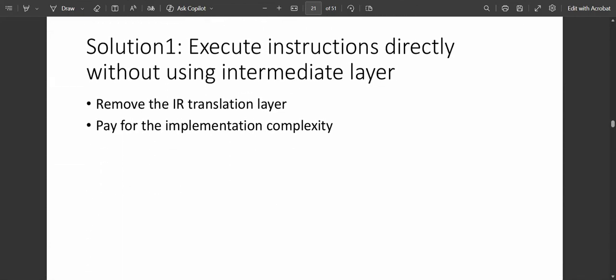And the solution is to remove the IR translation layer, because that's the main problem for the system: it is taking too much time and taking a lot of time for the next steps to process the whole thing. And another one is paying for the implementation complexity.